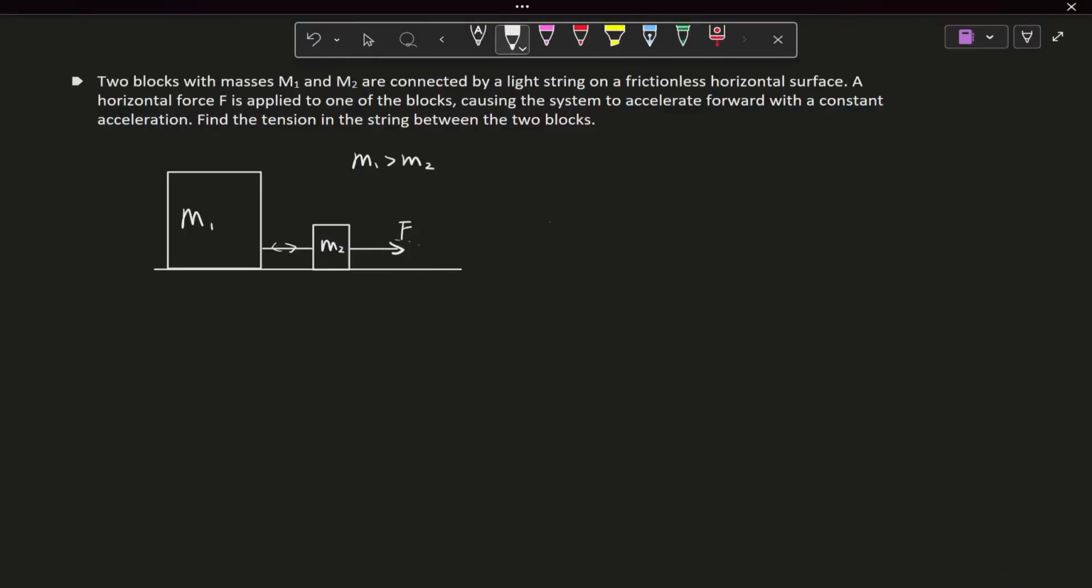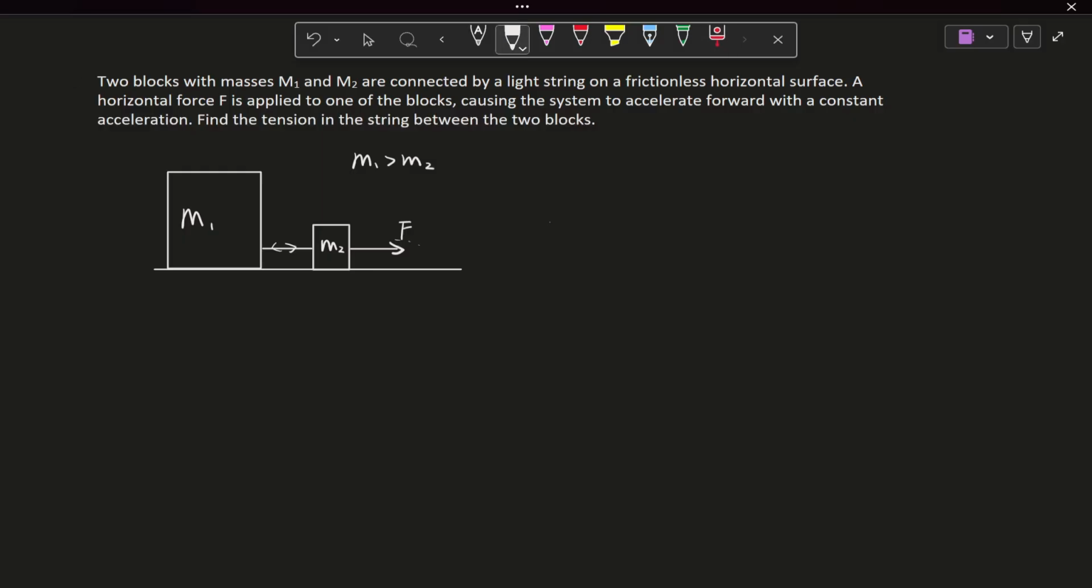First, two blocks with mass m1 and m2 are connected by a light string on a frictionless horizontal surface. A horizontal force F is applied to one of the blocks, causing the system to accelerate forward with a constant acceleration. Find the tension in the string between the two blocks.